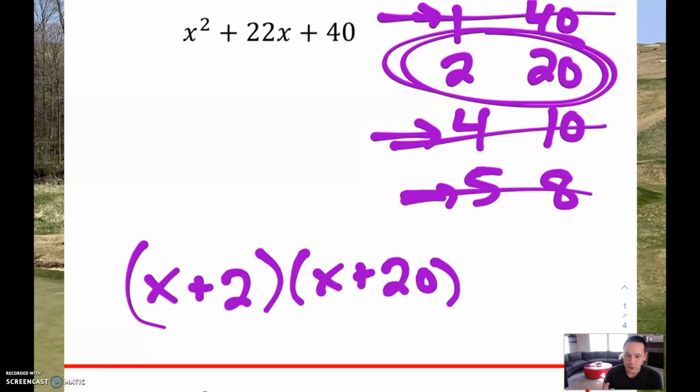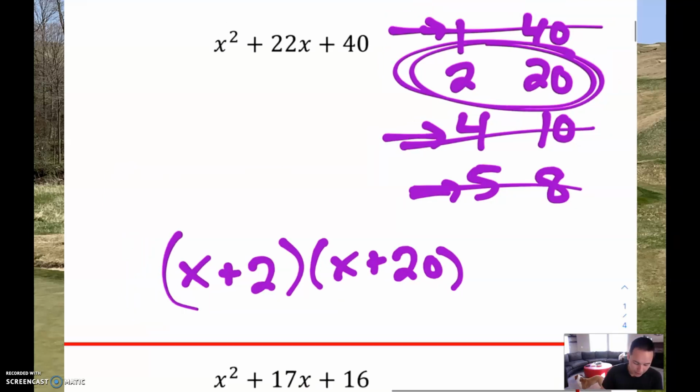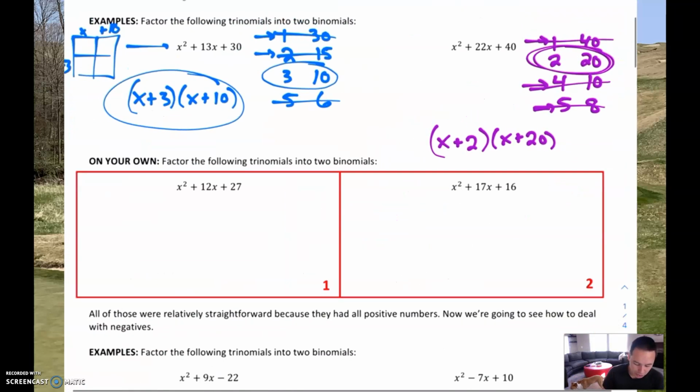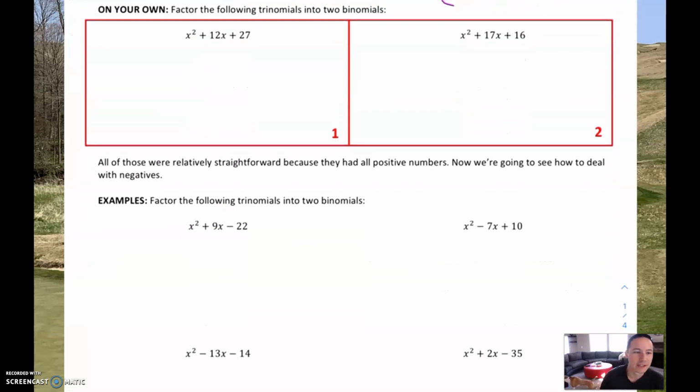You might be worried about the order. Like if you wrote x plus 20 and x plus 2, that would also work. The order does not matter. So just like 10 times 2 is the same as 2 times 10, order doesn't matter. Write them however you want to. Go ahead and practice on the next 2. Make sure you understand the concept of it before we move into negative numbers. So go ahead, pause the video, and then we'll come on back in a second and deal with more negatives.